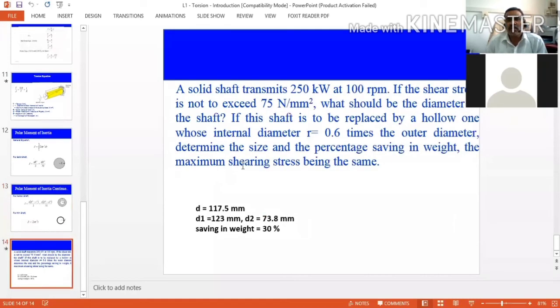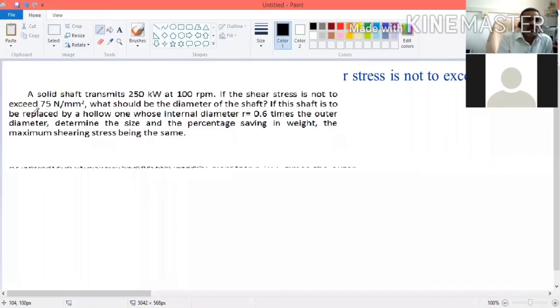Now we are going to solve one problem. Objective is to determine the size of the shaft. What should be the diameter of the shaft? If this shaft is to be replaced by a hollow one, and internal diameter is 0.6 times outer diameter, determine the size. So if it is a solid shaft, first we find the diameter. If it is hollow shaft, find the diameter, and how much amount of material is saved, you have to find.